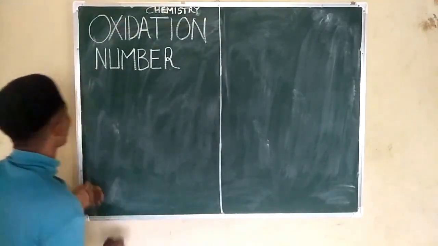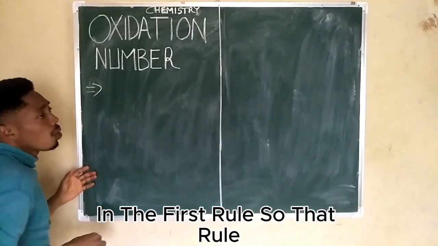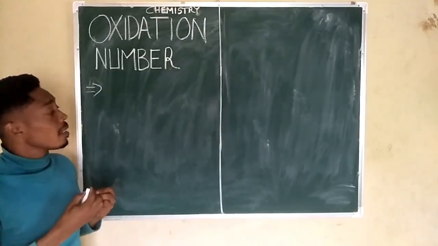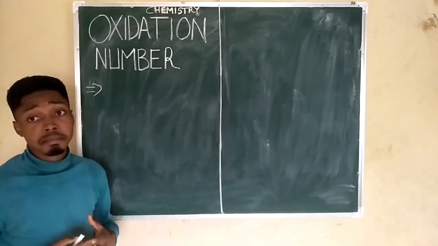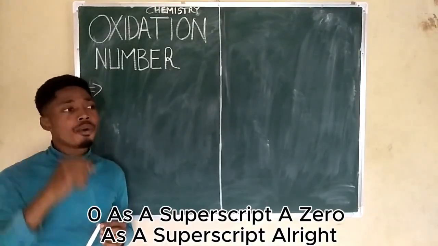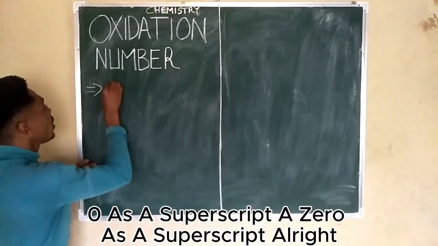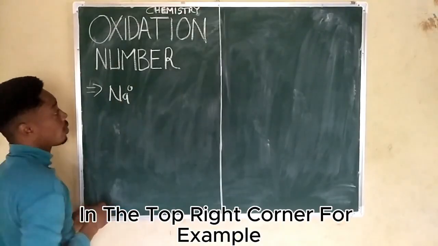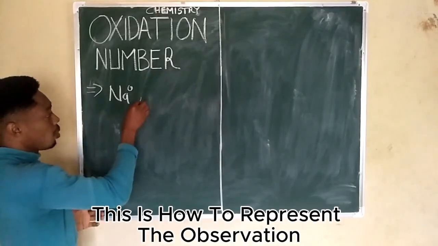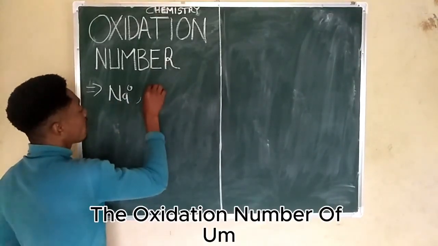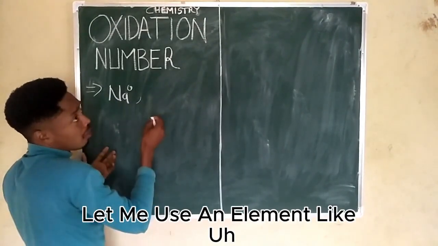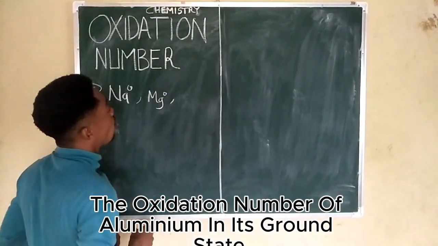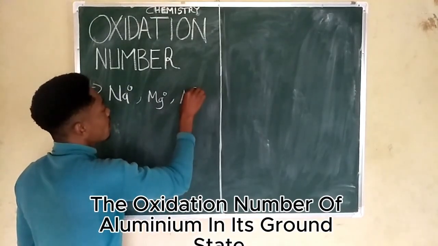Example. In the first rule, if we are representing the oxidation number of an element in its free state, we usually write a 0 as a superscript, in the top right corner. For example, this is how to represent the oxidation number of sodium in its ground state. The oxidation number of magnesium in its ground state. The oxidation number of aluminum in its ground state.